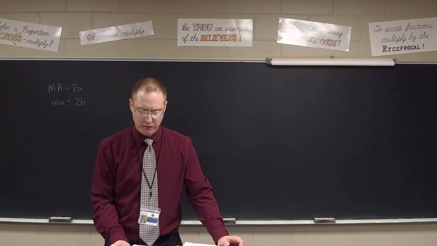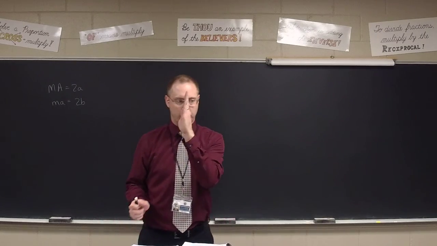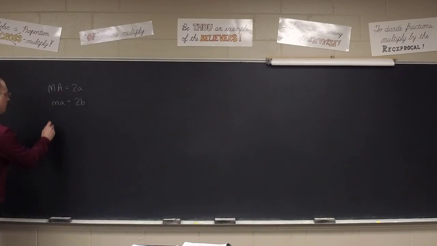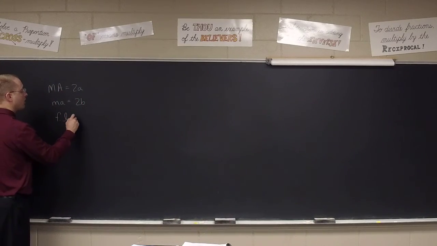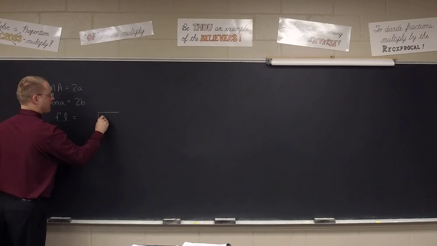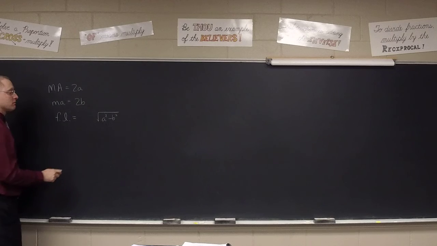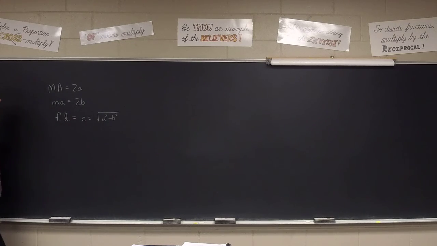How do we represent the focal length, the distance from the center out to each of the foci? The square root of a squared minus b squared. Okay, that's how we find it. We take the square root of a squared minus b squared, but it's represented by the letter C.